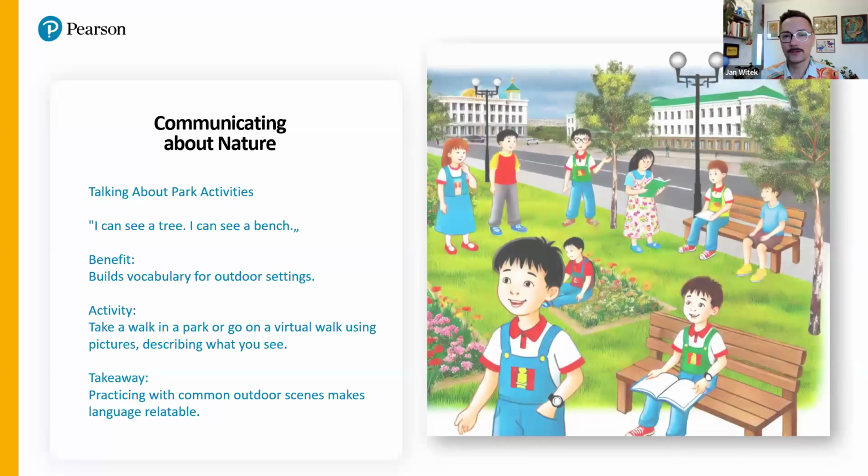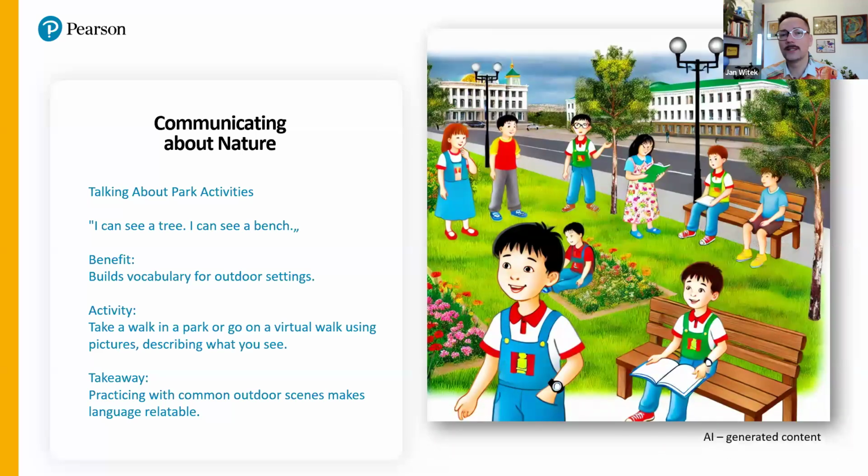So, have your students describe what they see in a park, like, I can see a tree, I can see a bench. Use pictures to take a virtual walk together if you can't walk outside. This activity builds vocabulary related to outdoor settings. Practicing with familiar scenes makes language relatable. It also encourages them to observe their surroundings.